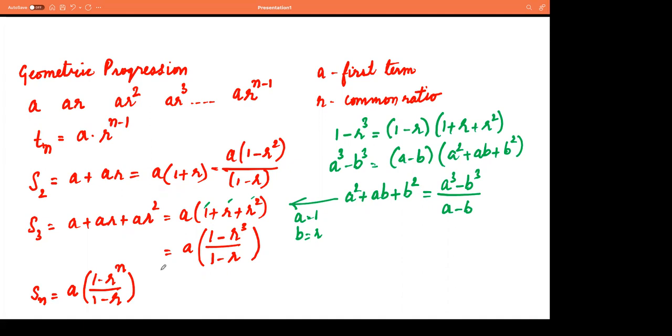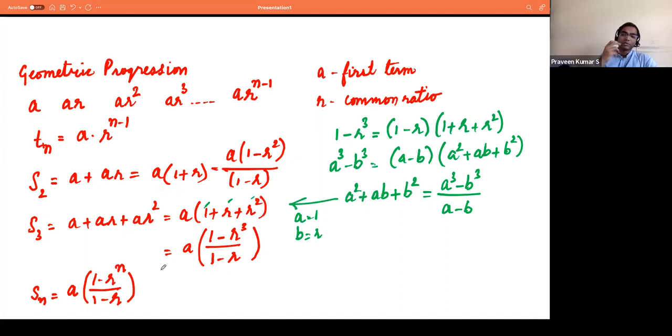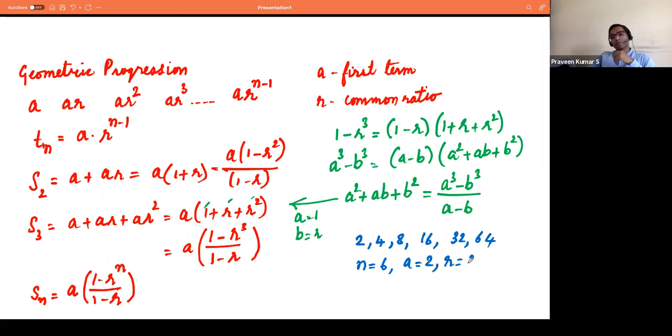Now again, this is something which you will be able to apply and check for yourself, right? Now let's take a geometric progression, a case where you have 2, 4, 8, 16, 32, and let's say till 64. So 6 terms you have taken, so n is equal to 6. First term is equal to 2, and the common ratio r is equal to 2.